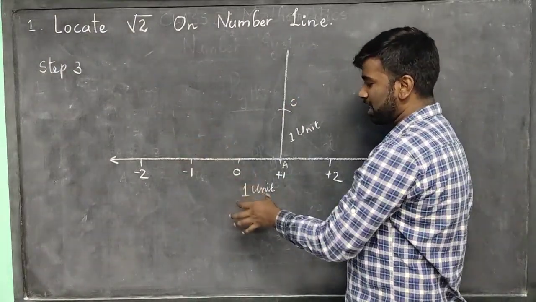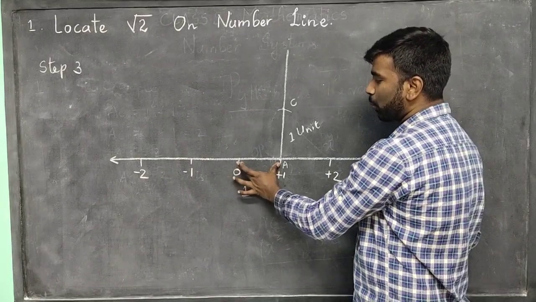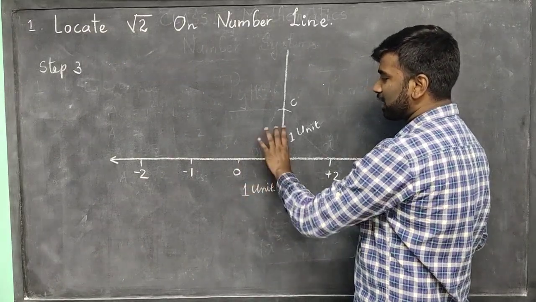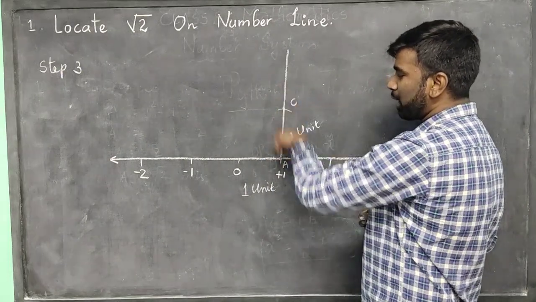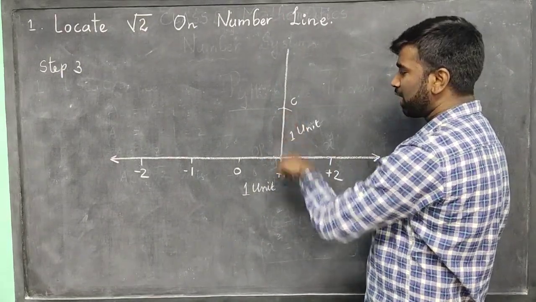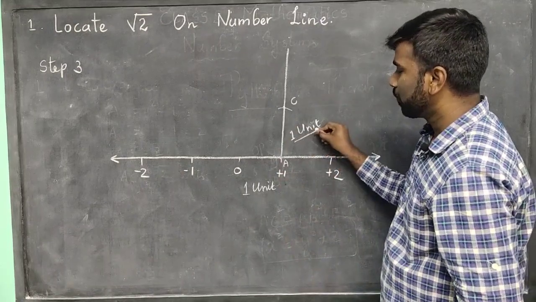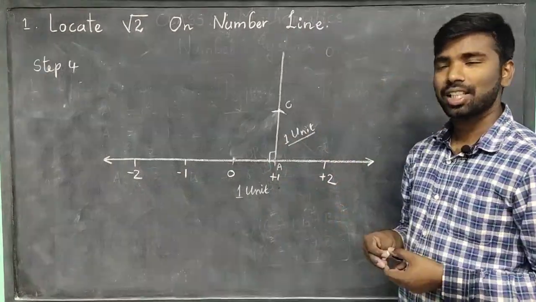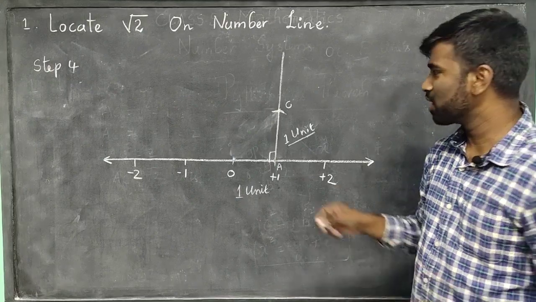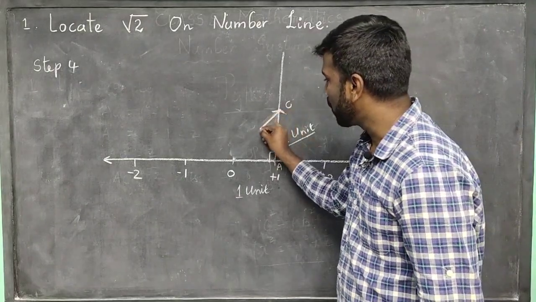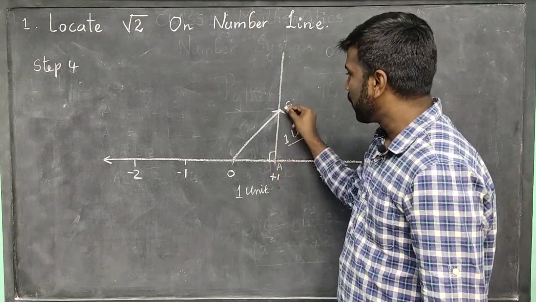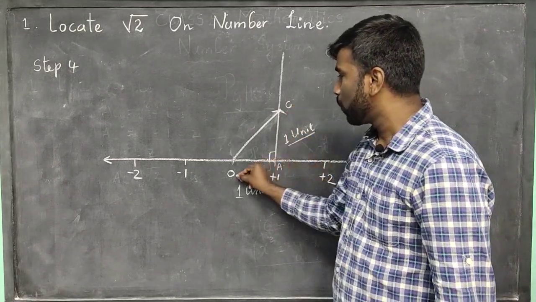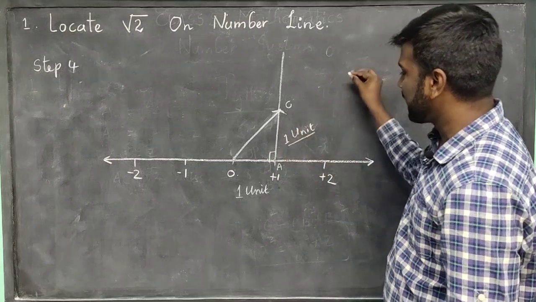Now step 3 is to measure the length OA, that is 1 unit, and cut an arc from the point A on the perpendicular line. Step 4 is to join the points O and C. Now CAO becomes a right angle triangle.